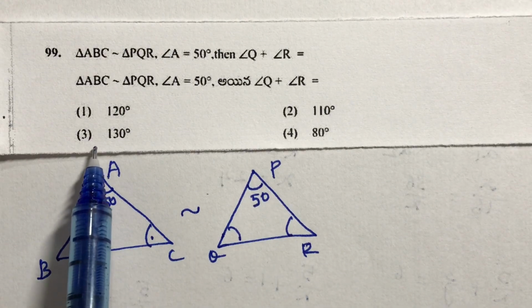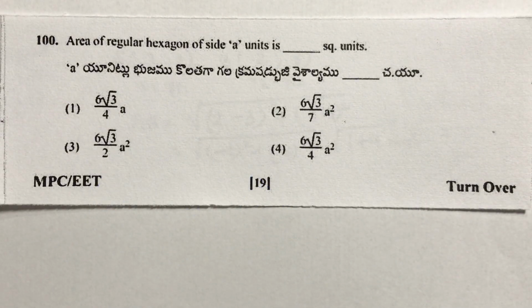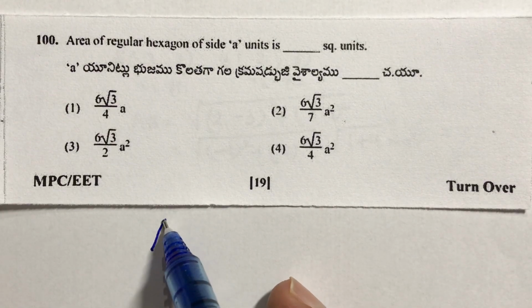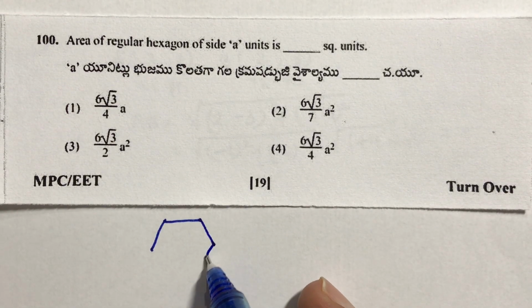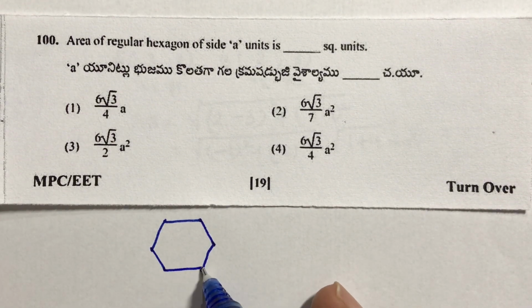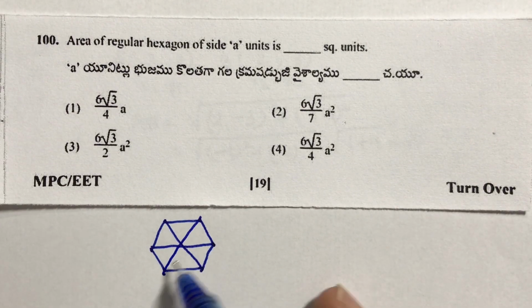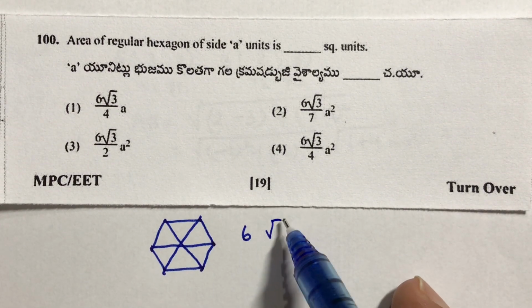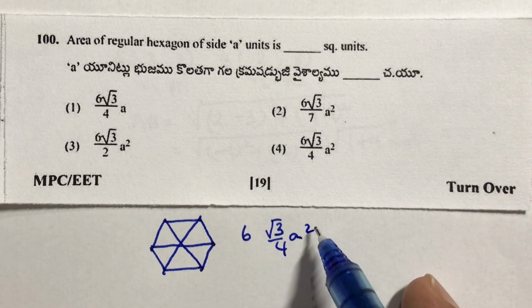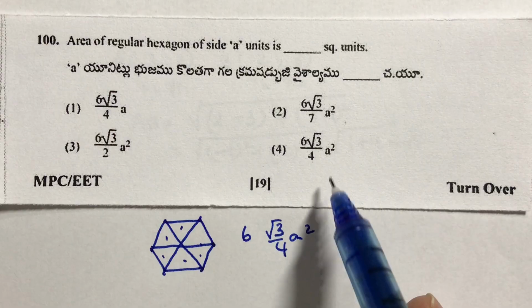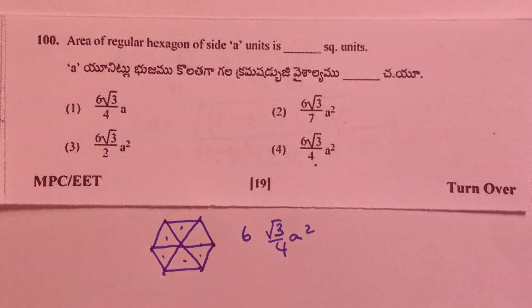So correct option is 3. Area of regular hexagon of side a. In a hexagon there will be 6 equilateral triangles. So area of an equilateral triangle is root 3 by 4 a square. Here 6 equilateral triangles, so 6 into root 3 by 4 a square. So the correct option is 4.